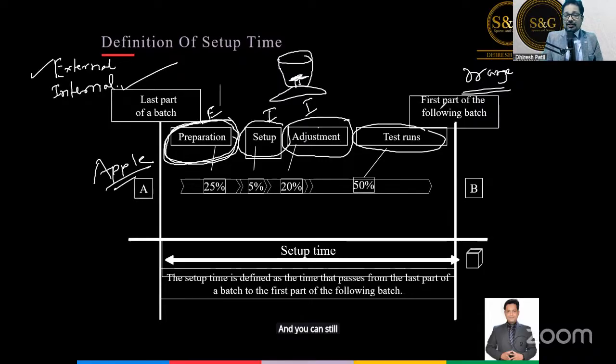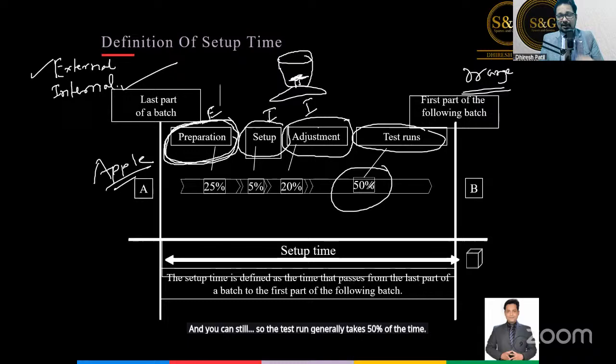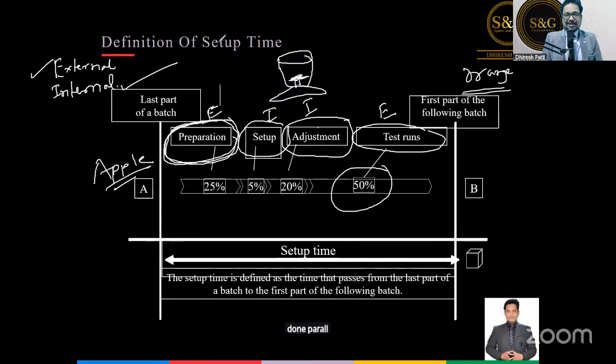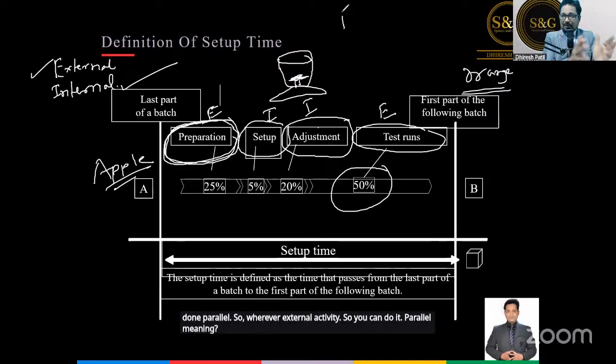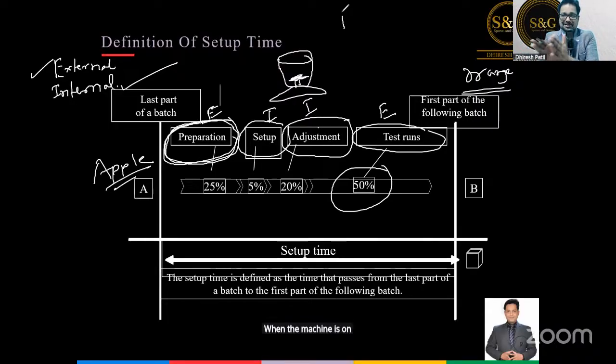So the test run generally takes 50% of the time, which actually should not be. So test run also can be done outside of the machine. Okay, so I'll write E. Now understand this. Wherever we are writing E, those have to be immediately done parallelly. So wherever external activity, you can do it parallelly. Parallelly meaning when the machine is on, you can side by side do these activities.